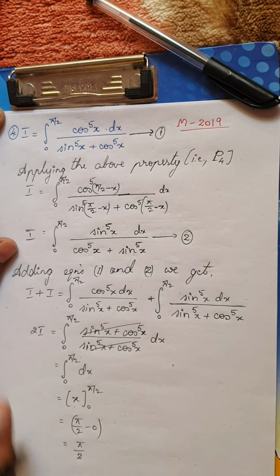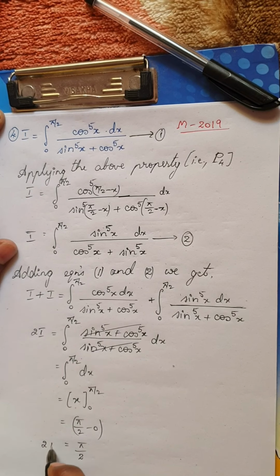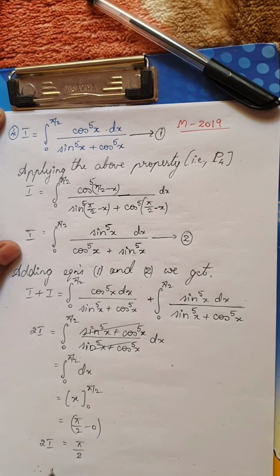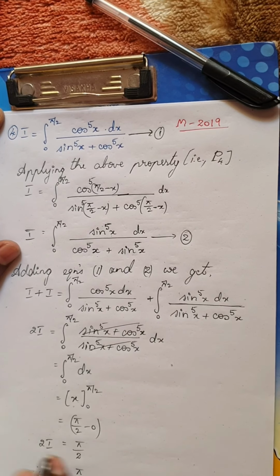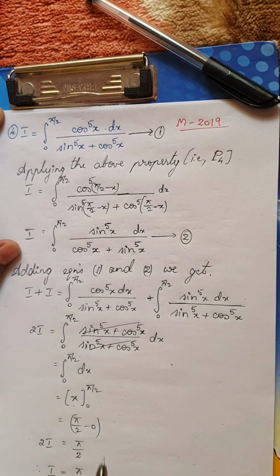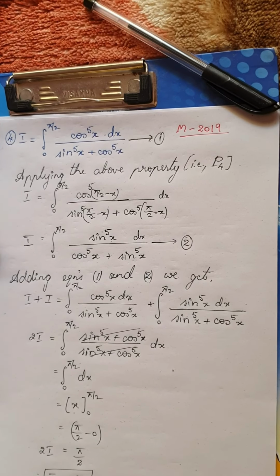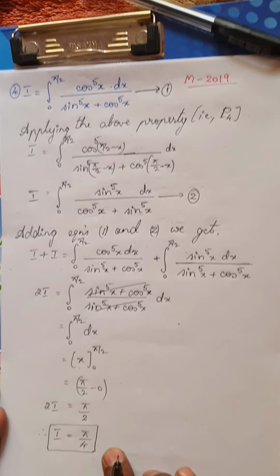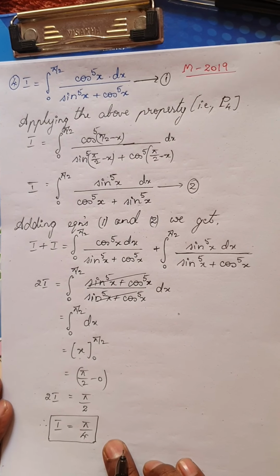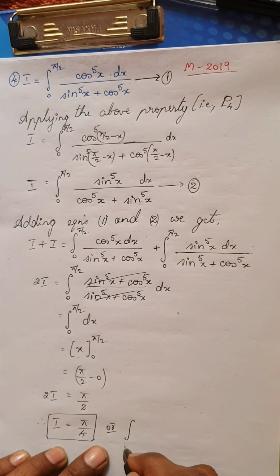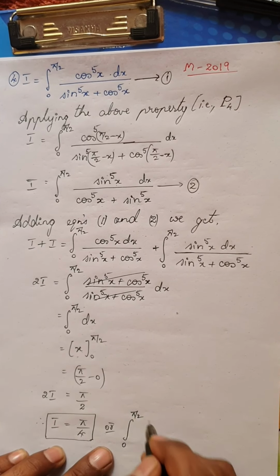Okay. Remember, the left hand side is 2I. 2I is nothing but pi by 2. Therefore I is nothing but pi by 2 divided by 2, that is pi by 2 into 2, it is nothing but pi by 4. You can see here the answer for this question is also same as the previous question, which is pi by 4.